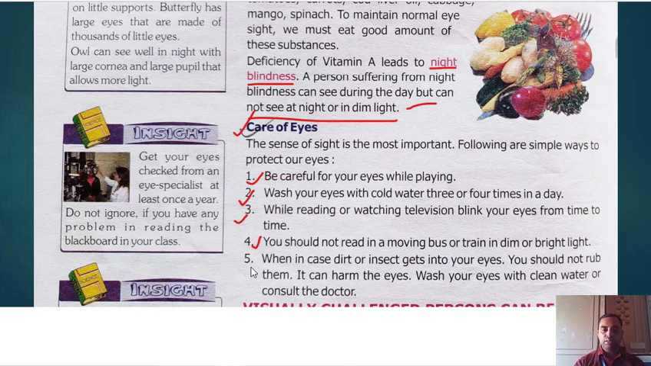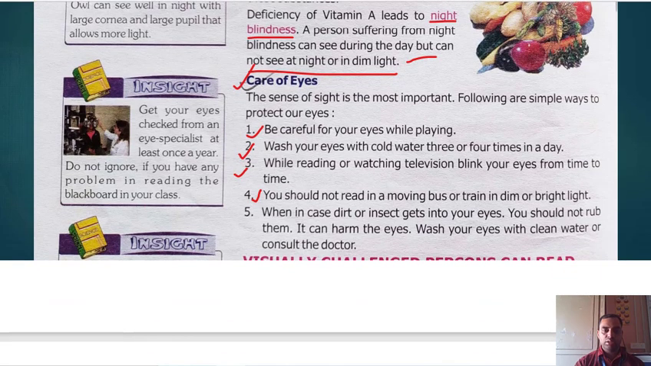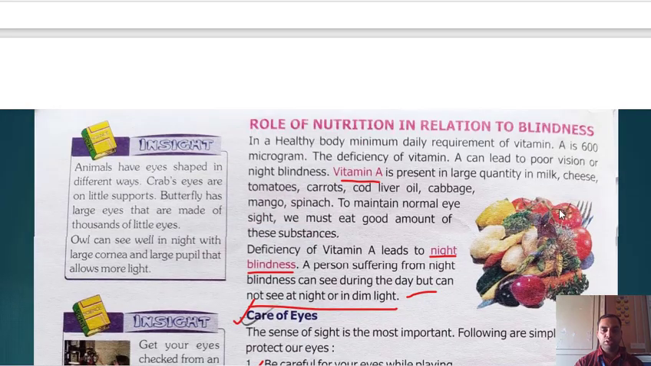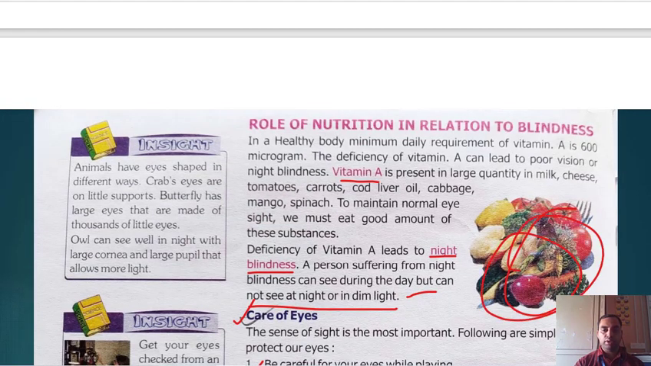In case dirt or an insect gets into your eyes, you should not rub them. It can harm the eye. Wash your eyes with clean water or consult the doctor. So these are certain steps that we should follow, and we should try to eat some of these foods which are helpful for our eyes.